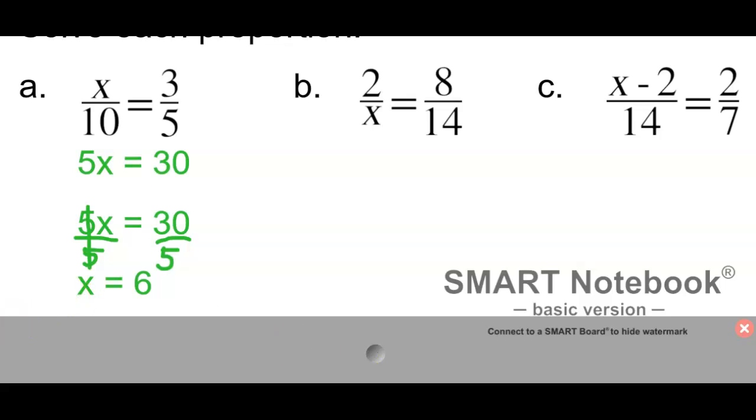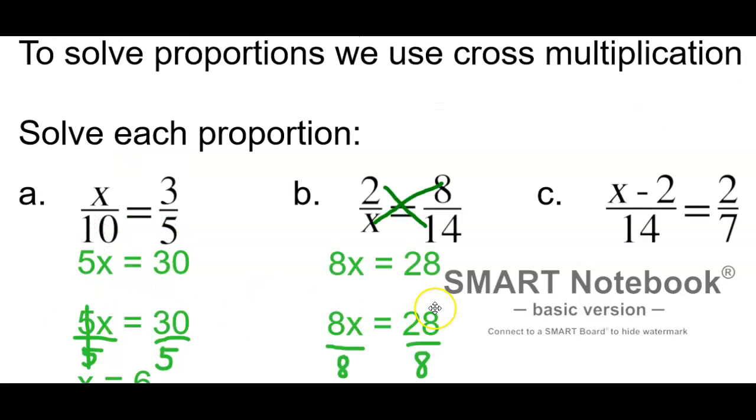I am going to set up B for you, but I want you to solve the rest of it. Oh, never mind. I already solved it for you. Okay. X times 8, 2 times 14. 8x equals 28. We set them equal to each other, and then we solve.